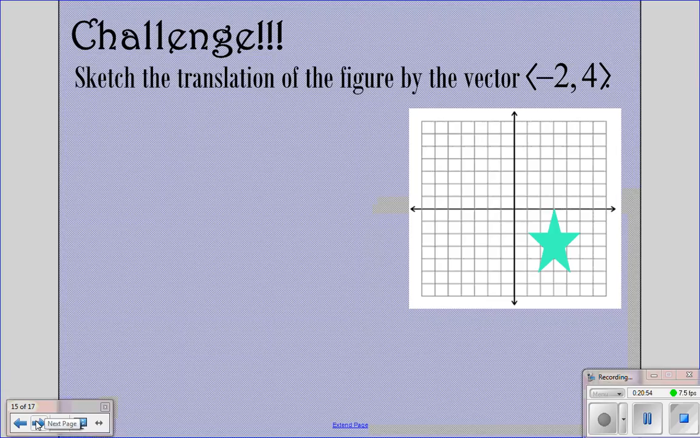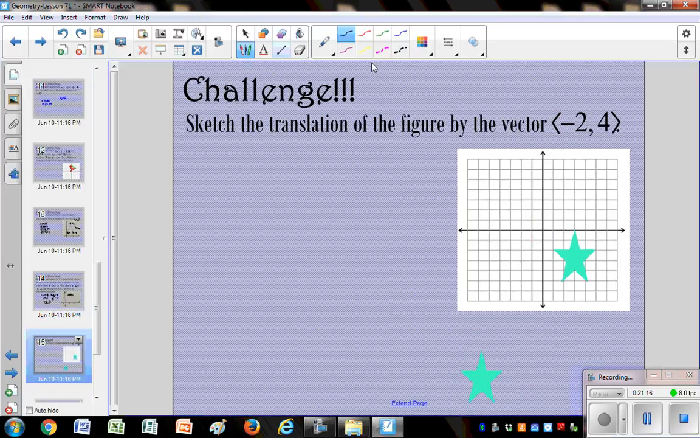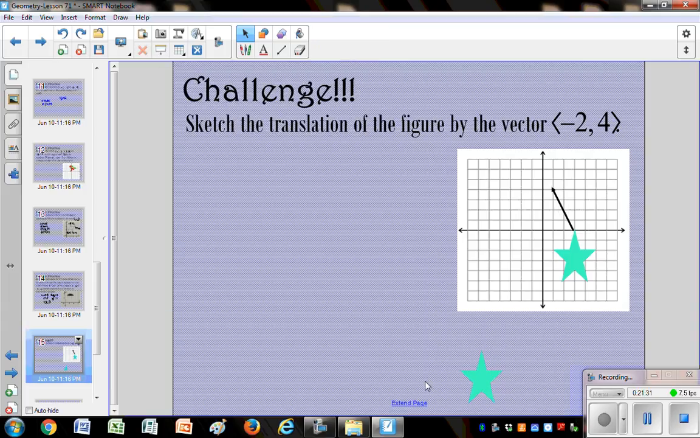For the challenge question, we want to sketch the translation by the vector -2, 4. So on this one, I'm going to use the computer to help me do that. Y'all feel free to pause the video. But we are going to basically take our figure and we're going to go to the left 2 and then up 4. So to the left 2 and then up 4. And you do want to have an arrow on your lines that you draw.